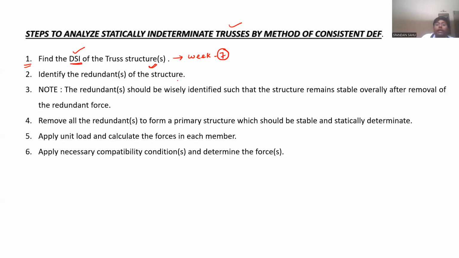Second, identify the redundant of the structure. Suppose this is a truss. Now, see, in joint A there is a hinge support. In joint F, there is also a hinge support. And we know when there is a hinge support, translational movement is not possible. So, 2 reactions will come, one in vertical direction and the other in horizontal direction. Here also, 2 reactions will come, one vertical, one horizontal.